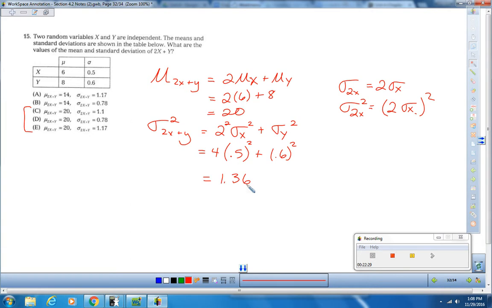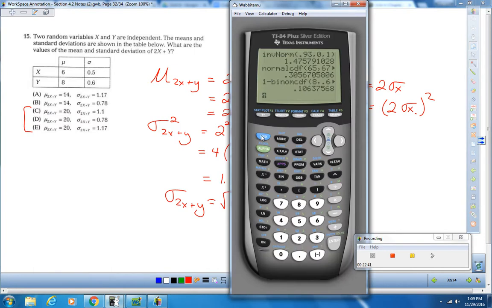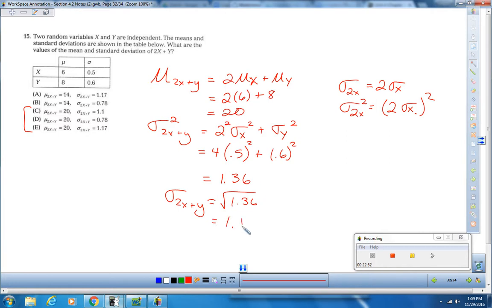And I'm going to have to take the square root of that to get the standard deviation of 2x plus y. So that's the square root of 1.36. Don't know what that is. About 1.166 or 1.17. So that's how we got E. So that's the end of the multiple choice. Hopefully this helps for the multiple choice.